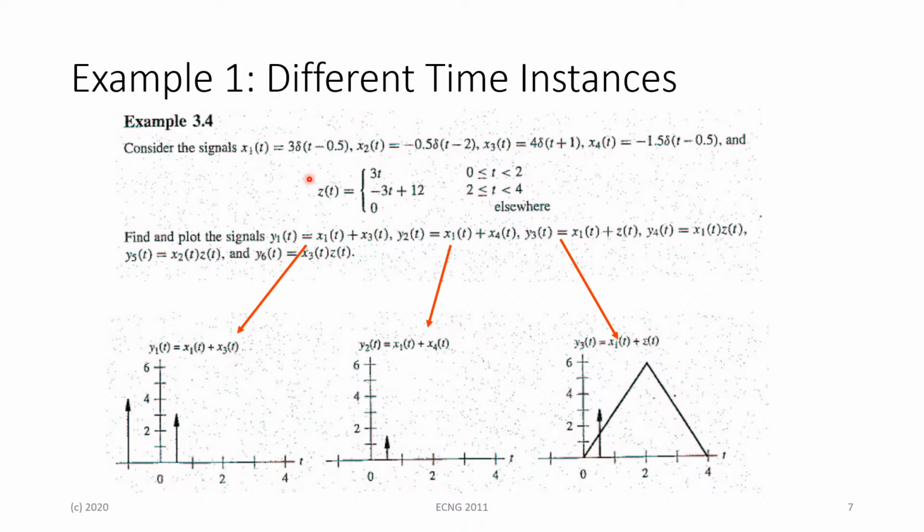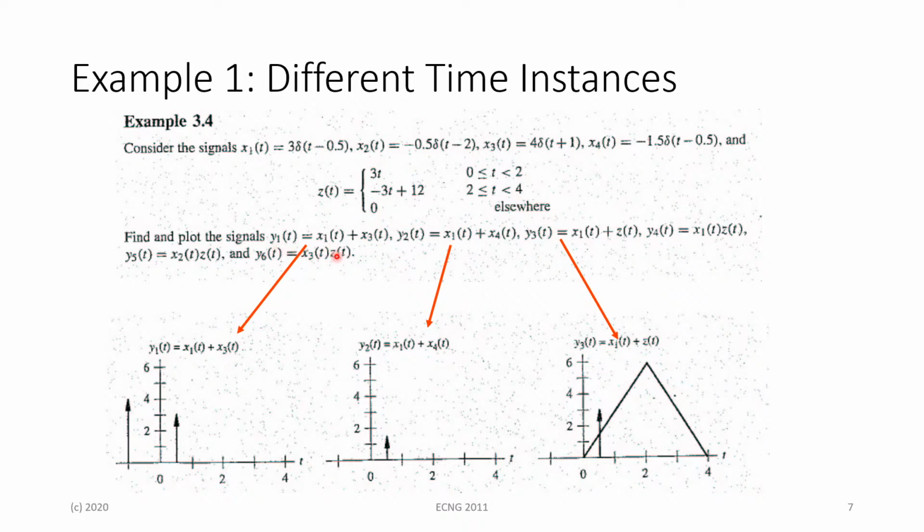Our z of t signal, on the other hand, is going to be a triangular form, which is described as a piecewise continuous signal, where for 0 to 2 in time, we have a rising edge of 3t. For 2 to 4 in time, we have a falling edge of minus 3t plus 12. And then everywhere else in time, the signal just basically does not exist.